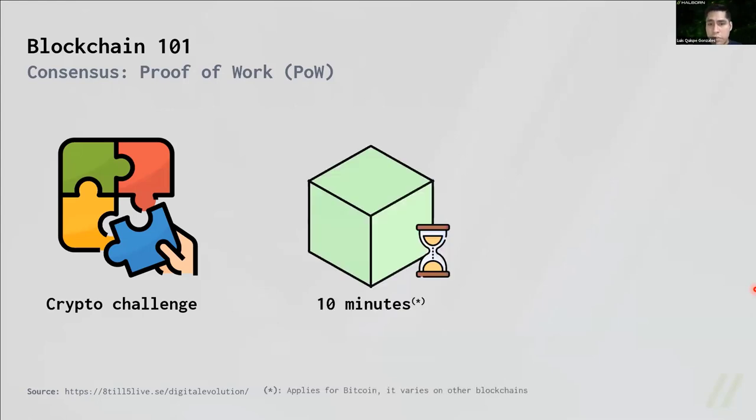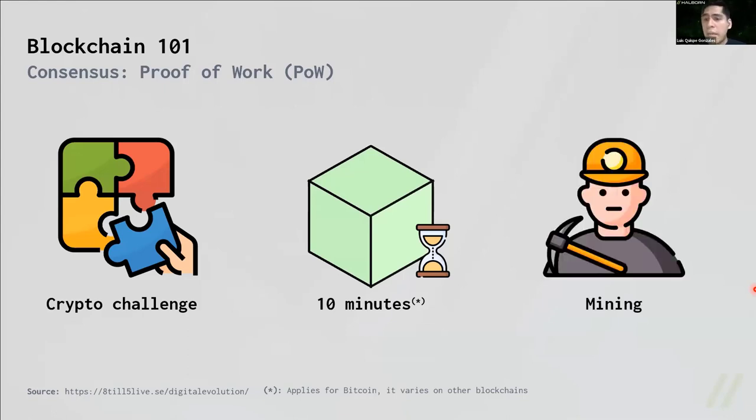The mean time for block creation in Bitcoin is around 10 minutes. In other blockchains, it varies. And this process is called mining. Obviously, the ones who participate in the process are called miners.